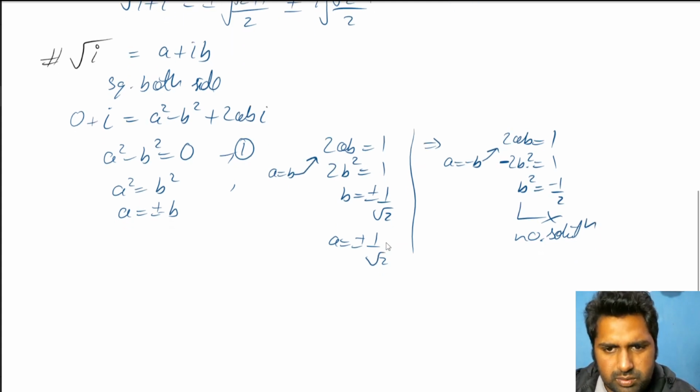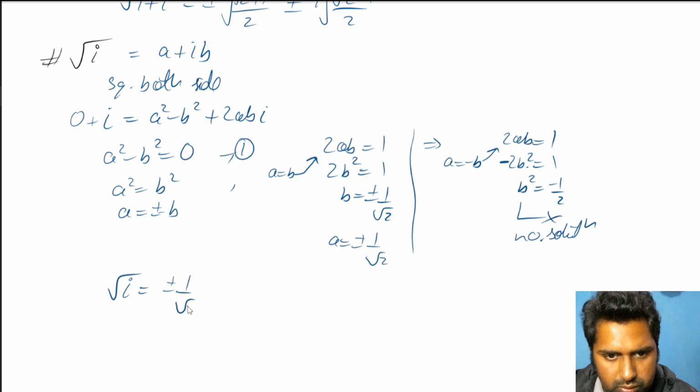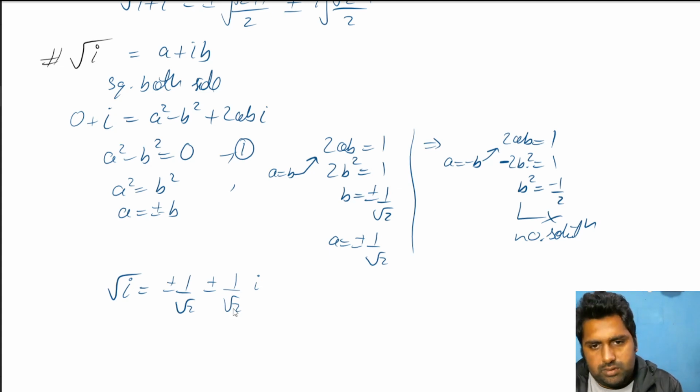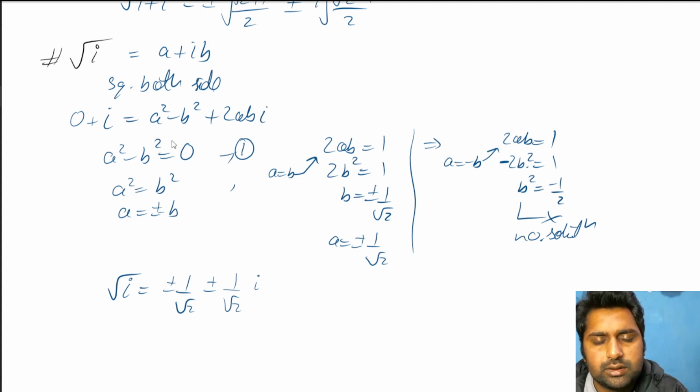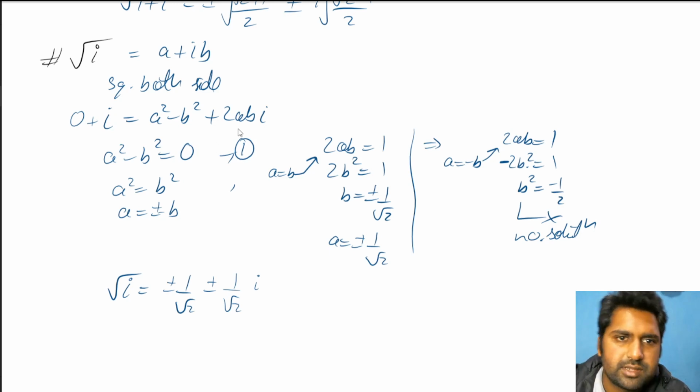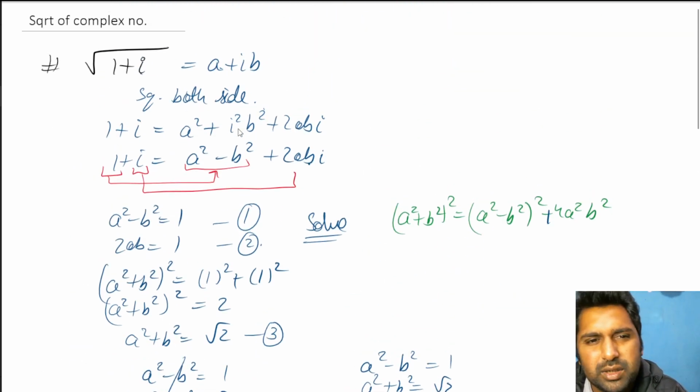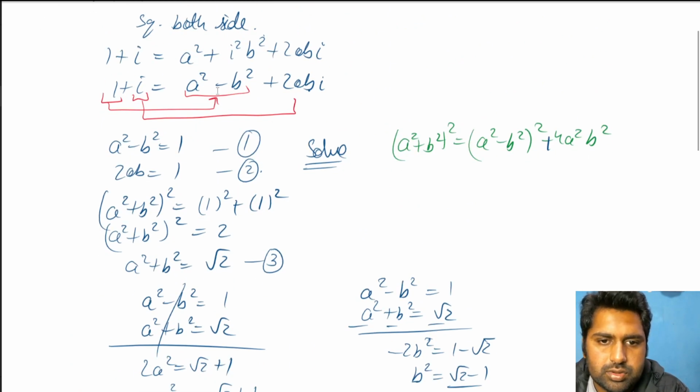So a is coming plus minus 1 by root 2, and b is also coming plus minus 1 by root 2. So I can say the square root of i is plus minus 1 by root 2 plus minus 1 by root 2 i. That's how you can calculate. This can easily be given in an MCQ exam, but for a subjective one this is slightly lengthy, though it can be given in an objective exam also. So if you learn this identity particularly, it will help you reduce the time for solving this kind of equation.